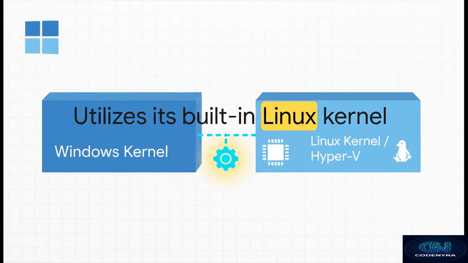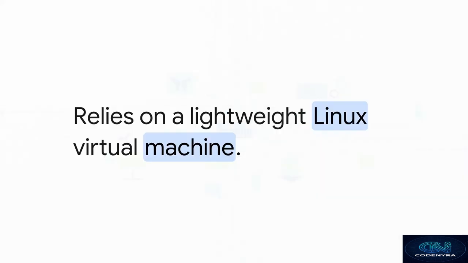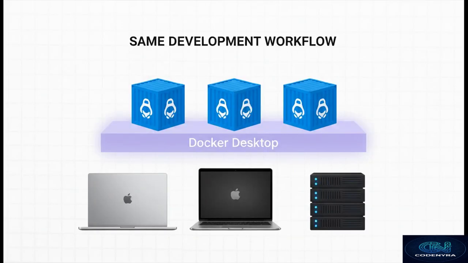Windows 10 seamlessly runs Windows and Linux apps together, utilizing its own built-in Linux kernel and Hyper-V. Macs lack those native features, so Docker secretly runs a highly optimized, super lightweight Linux VM in the background. Docker Desktop completely abstracts this architectural dance. That's why your workflow feels identical on entirely different hardware.